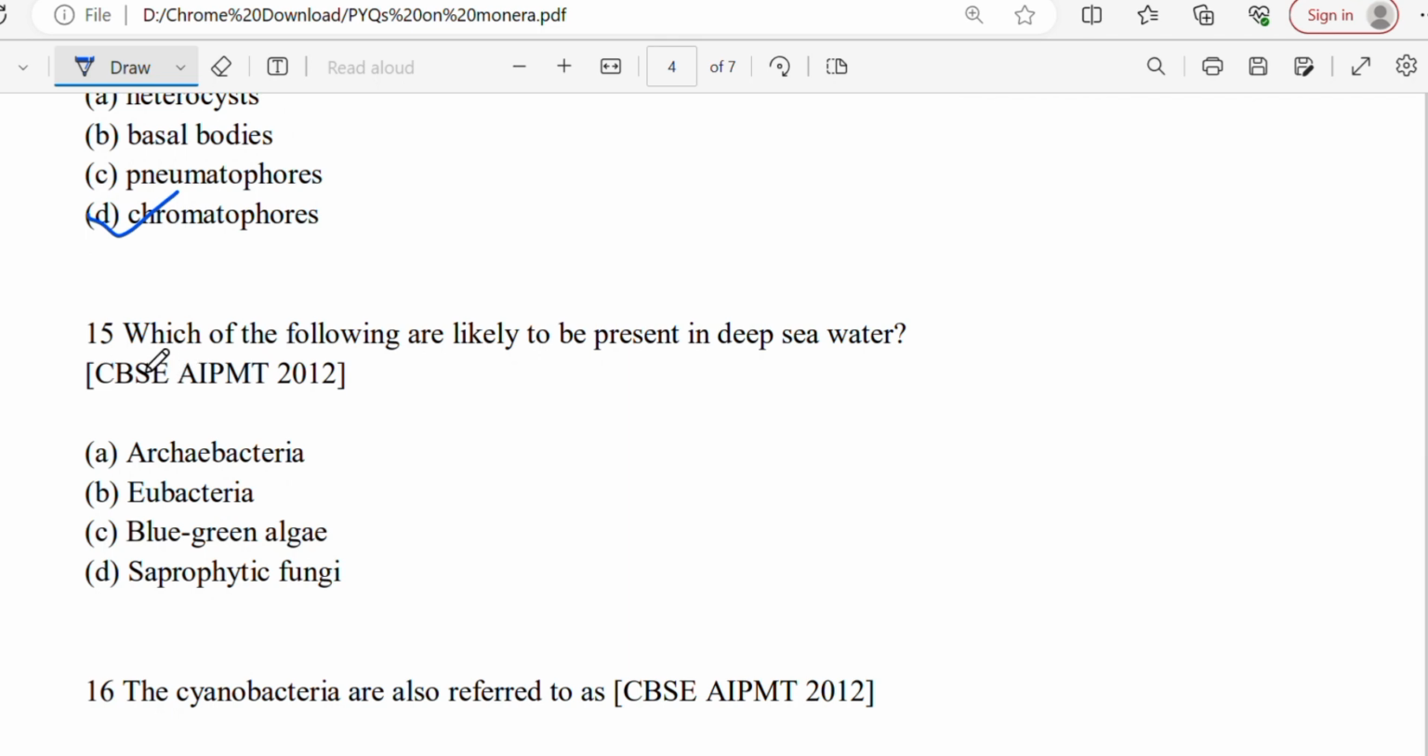Question number 15. Which of the following are likely to be present in deep seawater? Option A archaebacteria, option B eubacteria, option C blue-green algae, and option D sporophytic fungi. Please pause the video and try to find out the correct answer. And the correct option is option A, archaebacteria.